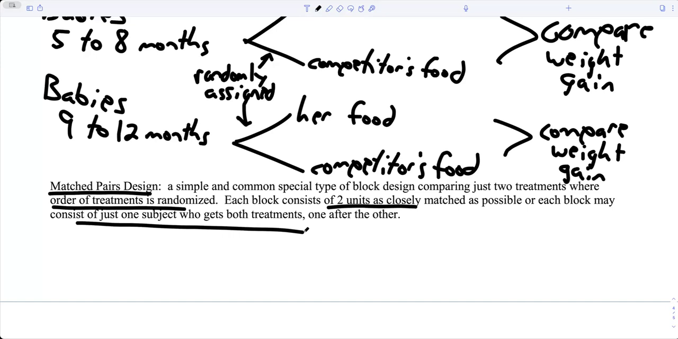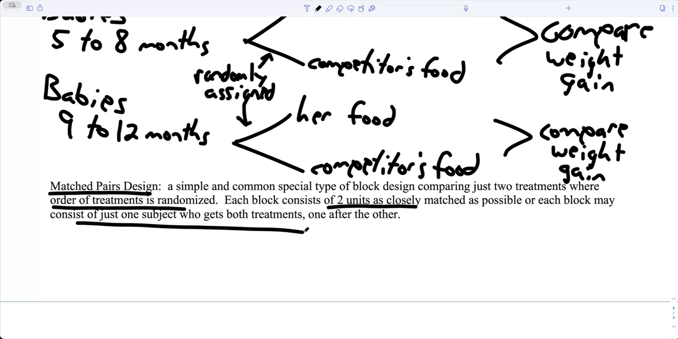We have two subjects that are paired up. And then we randomly assign a treatment to one of the subjects. And then the other subject automatically gets the second treatment. Something like that. Okay?